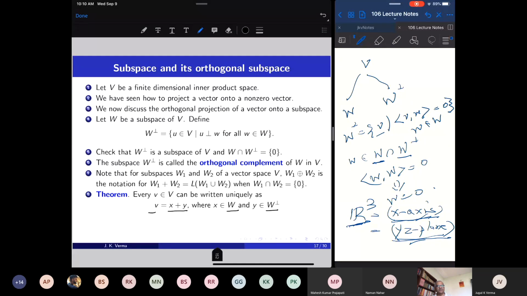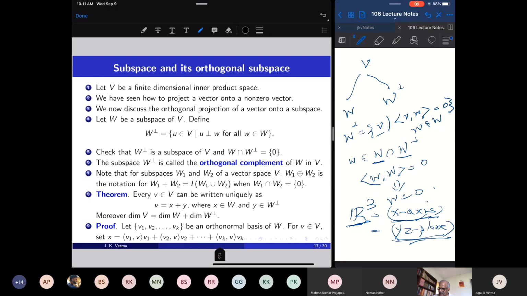One vector is coming from W, another vector is coming from W perp, and if I can write any vector as a sum of these two vectors, one in W and another in W perp, then x and y are uniquely determined. Moreover, the dimension of V is the sum of the dimensions of W and W perp. Let us see how to prove this. Take an orthonormal basis of W. We can construct an orthonormal basis of any subspace of an inner product space. So suppose I take an orthonormal basis v1 up to vk of W.